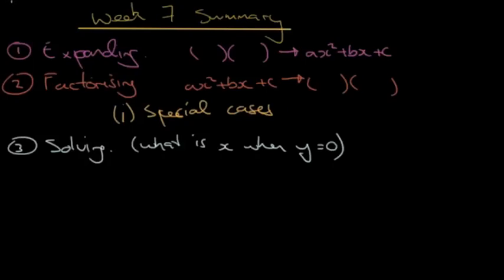This week we're looking at quadratics again, but primarily we're looking at three things. We're looking at expanding quadratics, that is taking it from the form where we've got two expressions in brackets and moving it into the general form of the quadratic, ax squared plus bx plus c. We're looking at factorizing, which is the opposite of expanding. And that's taking it from the ax squared plus bx plus c form to the bracket form. And we'll look at two special cases of that.